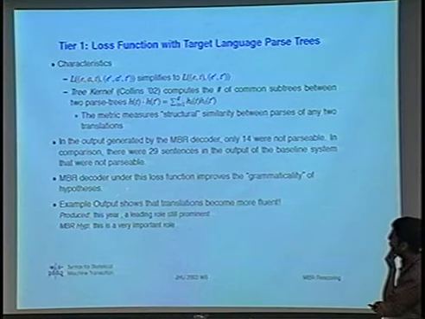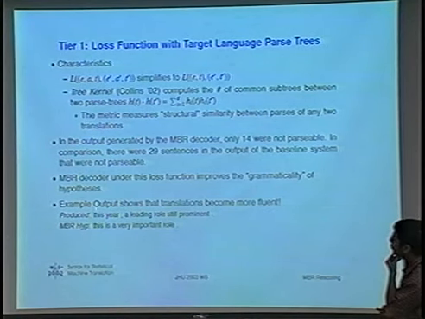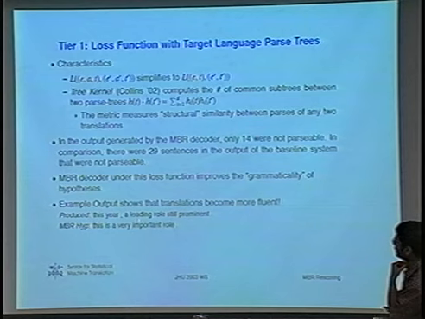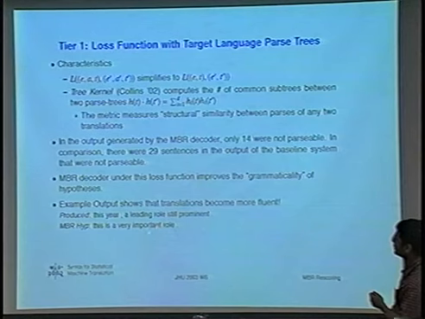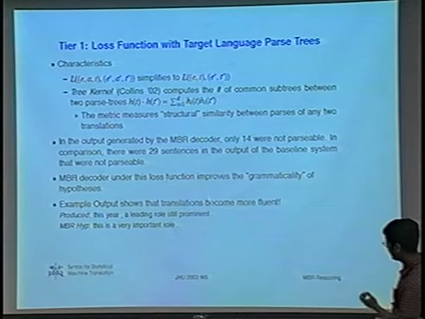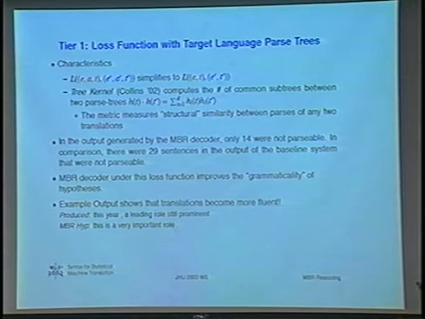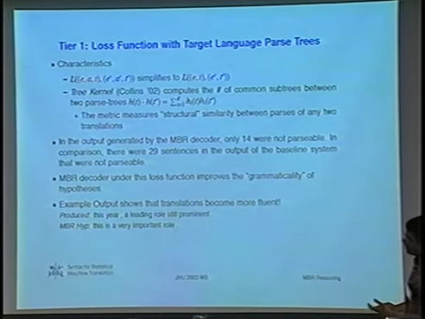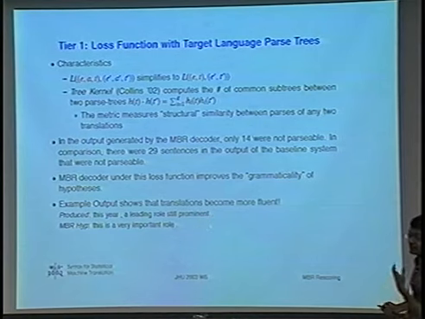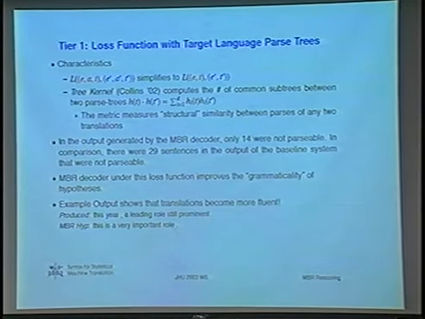So once again, if we look at some output, here is the baseline output, a leading role still prominent. The MBR hypothesis says this is a very important role. So the output is not meaning preserving, but it shows that translations become more fluent. This also is reflected in the fact that we don't have alignment information here. And the idea here is measuring some consensus with respect to tree structure. But the interesting feature about this loss function is still the fact that we get fluent translations.